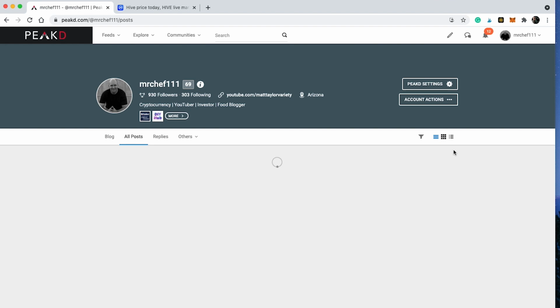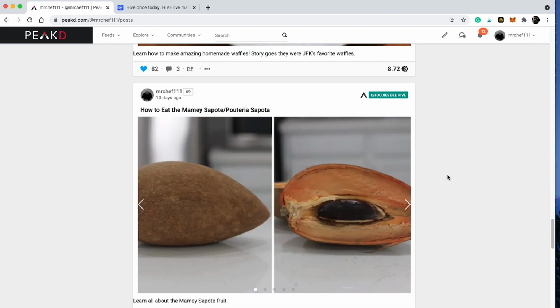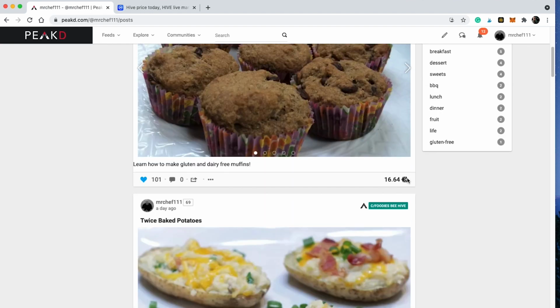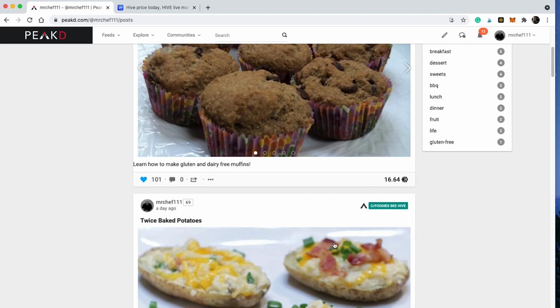I add some of my crypto posts here as well, and you can see these little value marks right here. So this one, my latest one, is worth $16.64, and the payout's going to do 7 days. So yeah, it's 7 days that you can earn on these, like I mentioned. And I have 101 upvotes, and you can click on that and see what the upvotes were worth.